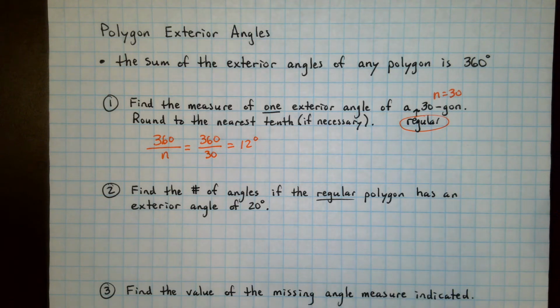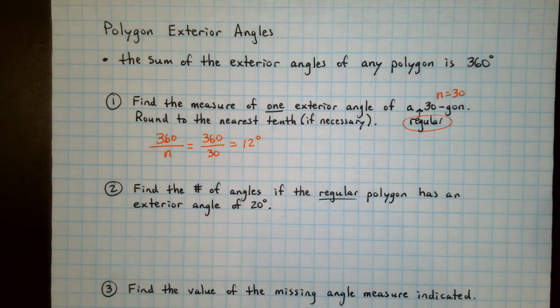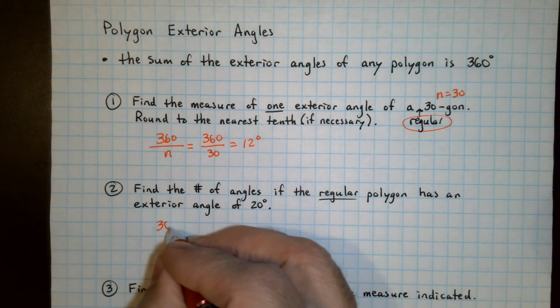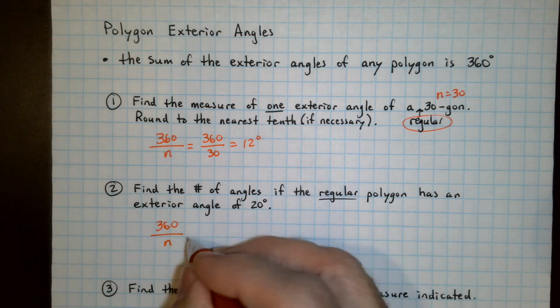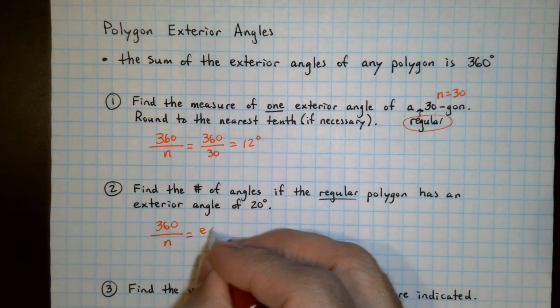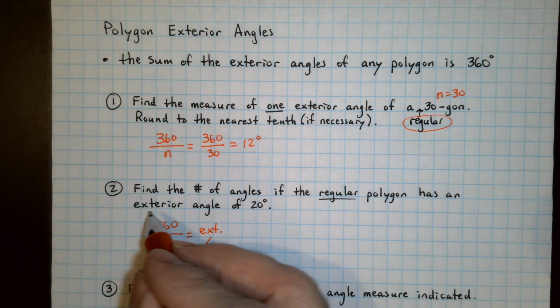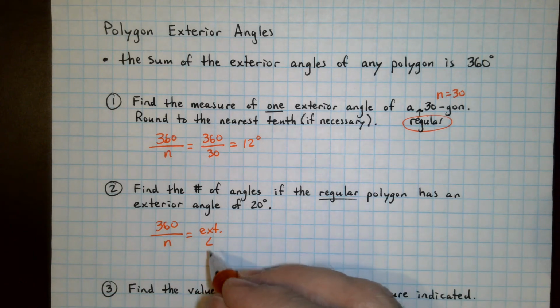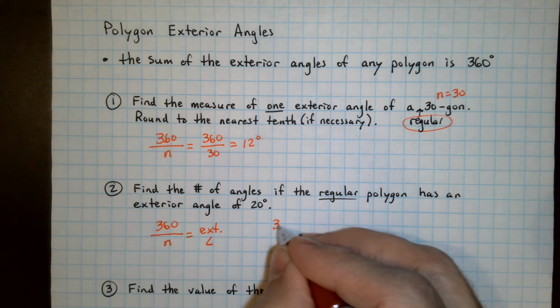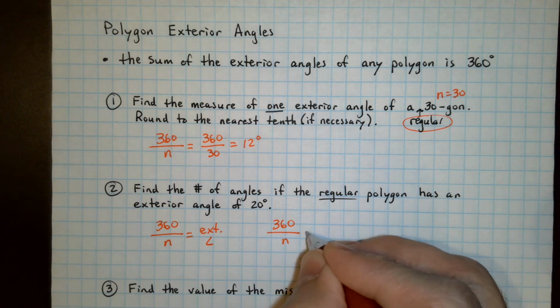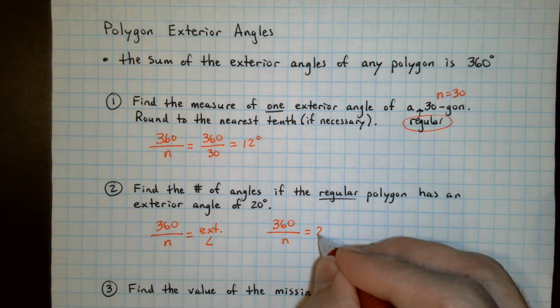Now we also know that the exterior angle and the interior angle pair will always be a linear pair, meaning they're supplementary. In number 2, we want to find the number of angles if the regular polygon has an exterior angle of 20 degrees. Well, we know that 360 divided by n equals the exterior angle, as we saw up here in number 1. This is a regular polygon, and we want to find n when we know the exterior angle. So that's going to create this equation: 360 over n equals 20 degrees.